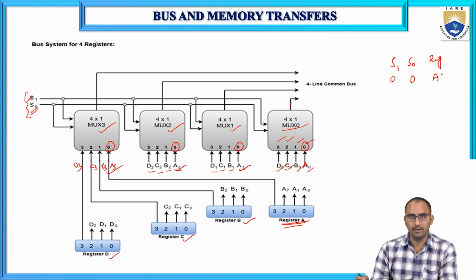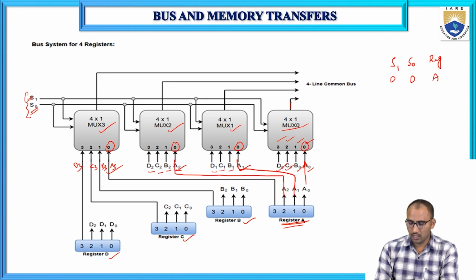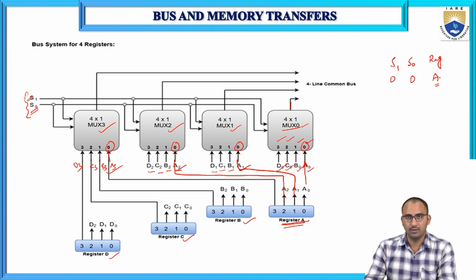Register A is selected. So that means here the 0 bit A0 is connected to I0 of multiplexer 0, A1 is connected to I0 of multiplexer 1, A2 is connected to I0 of multiplexer 2, and A3 is connected to I0 of multiplexer 3. So that means when S0 and S1 both are equal to 0, the register A is selected to transfer the information through the common bus system.